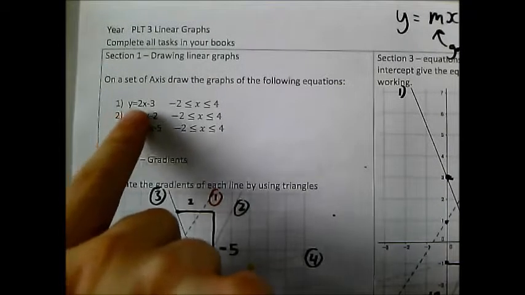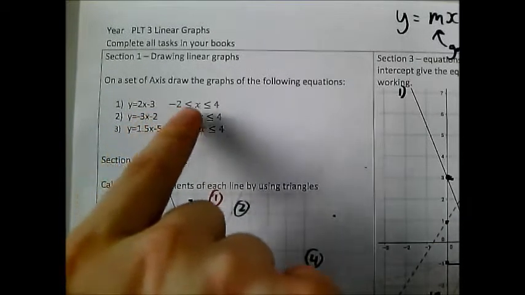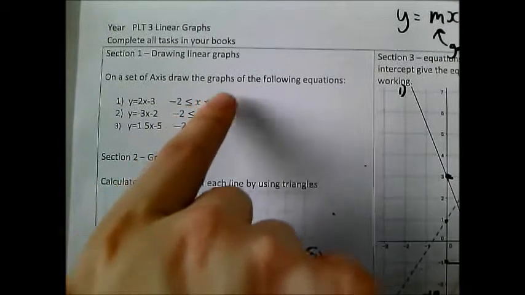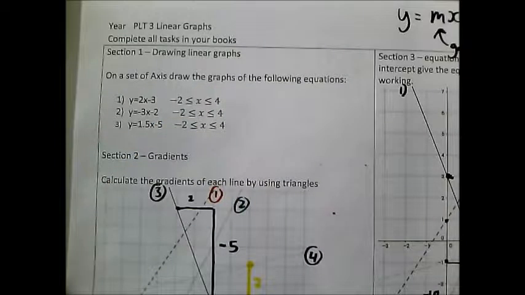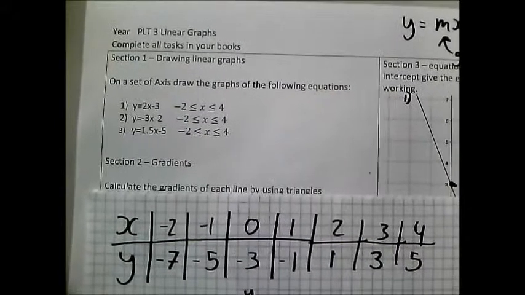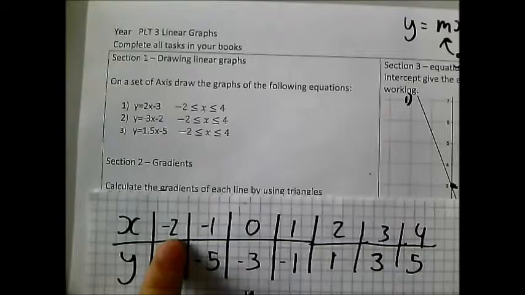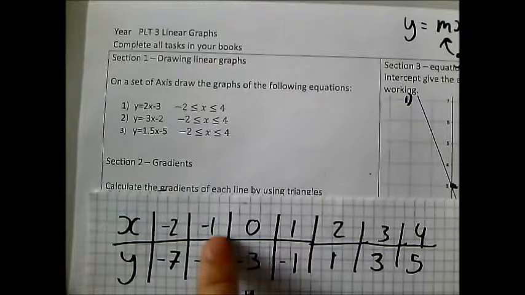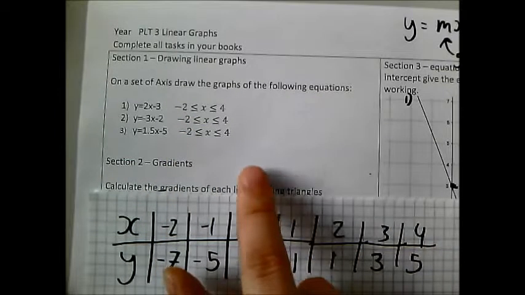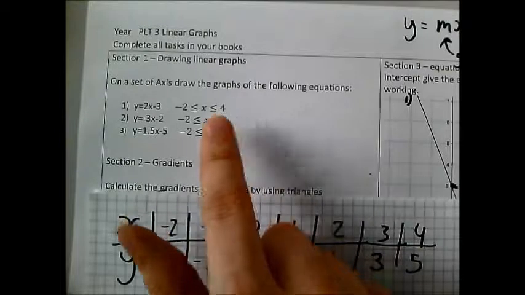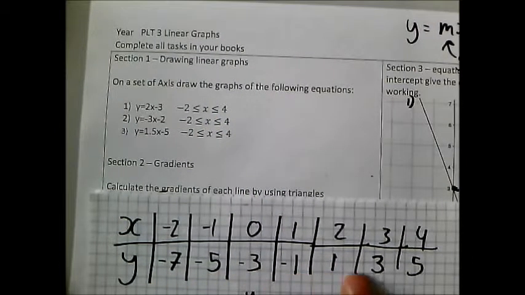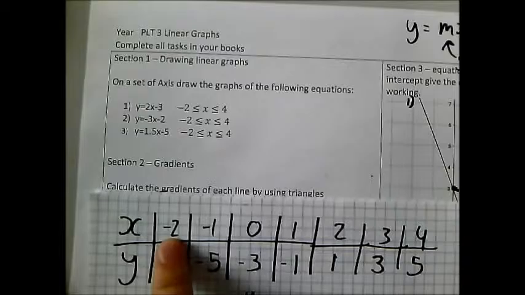We have y equals 2x minus 3, and we want the x values between -2 and 4, and we are asked to draw the graph. So, the first thing I've done is write down my table of results, where my x values go from -2 all the way up to 4, as asked for in this stage here.